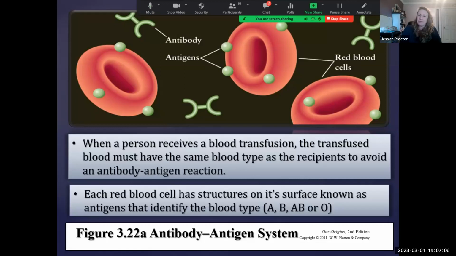So for example, if you're going to receive a blood transfusion, you have to make sure, or the doctor has to make sure, that your blood type is compatible with the transfused blood.